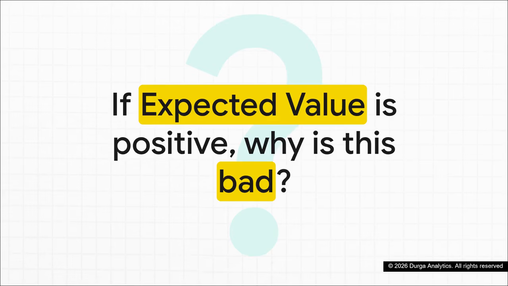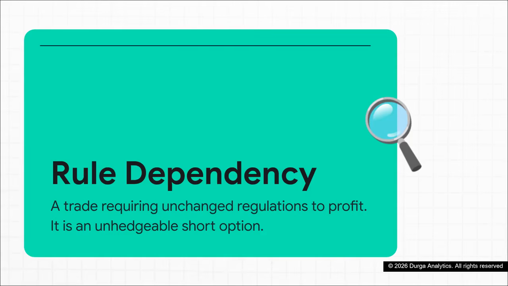So, here is the million-dollar question. If the math says yes, why must your desk still walk away? You walk away because a rule dependency is by definition an unhedgeable short option.